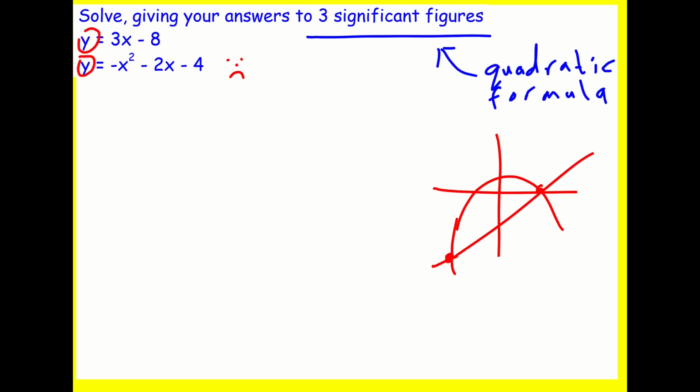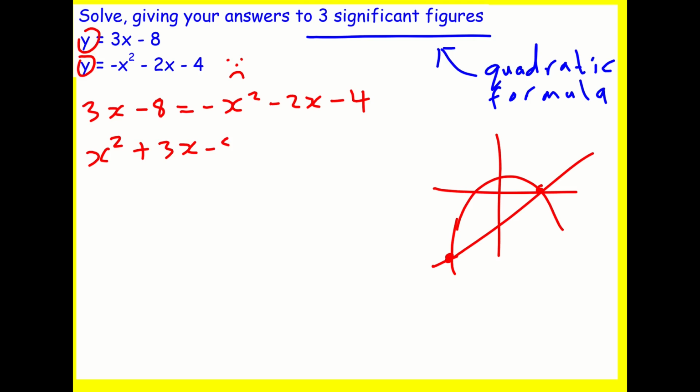Set the y values equal to one another. Now, my strong recommendation is don't try and deal with it with a minus x squared. Add x squared to both sides. And suddenly it's going to turn into this. X squared plus 3x minus 8 equals minus 2x minus 4. And now deal with the rest of it. You could have dealt with it all in one go, but don't rush it.